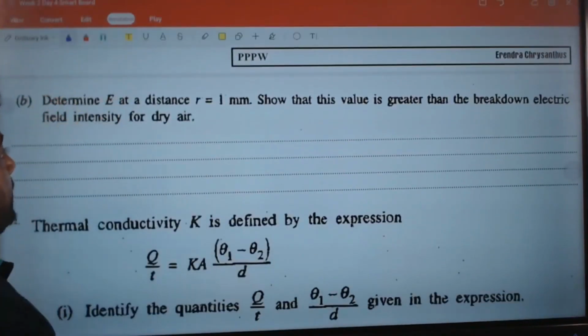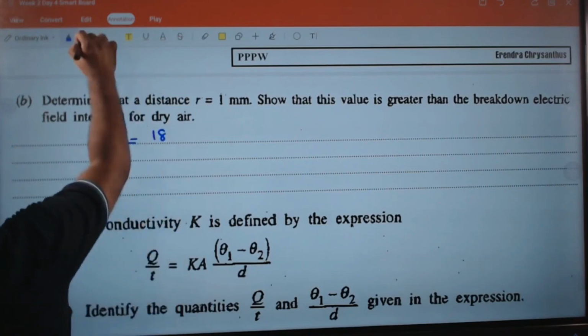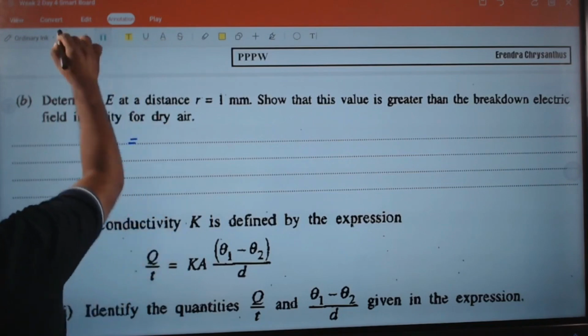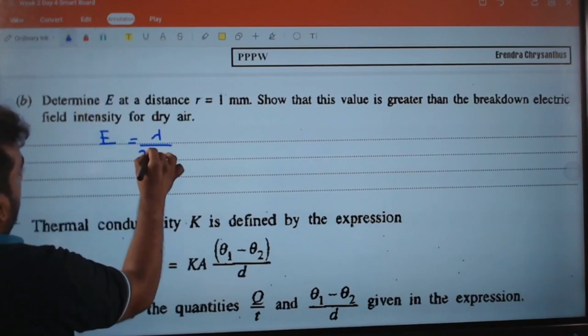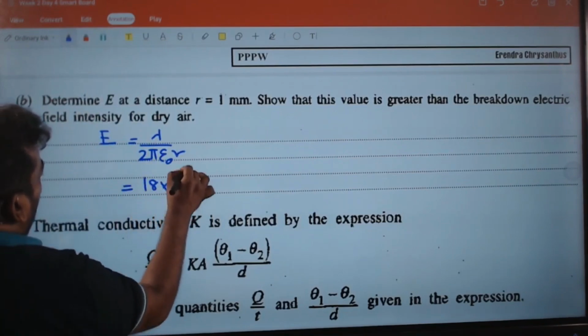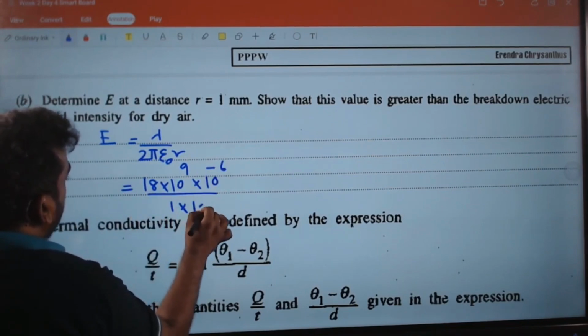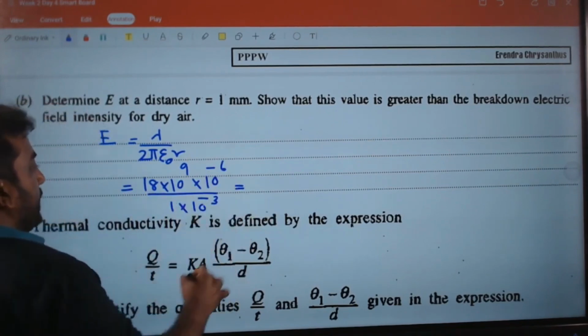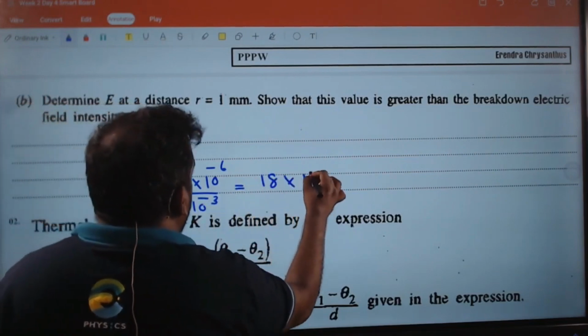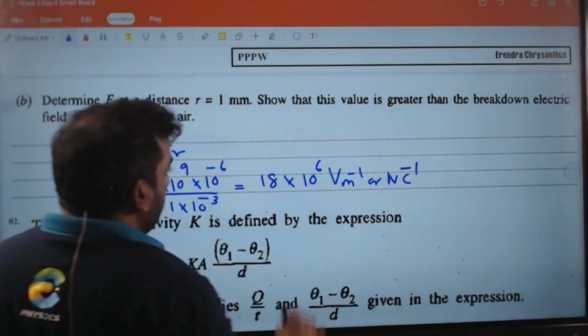Determine the electric field at distance R equal to 1 millimeter. Show that the value is greater than the breakdown electric field, which is 3 times 10 to the power 6. So what we do is the substitution first, correctly. E equals lambda over 2 pi epsilon naught R. Lambda is 10 to the power minus 6, R is 1 millimeter. Simplify this carefully: 18 times 10 to the power 6 volt per meter or Newton per coulomb.